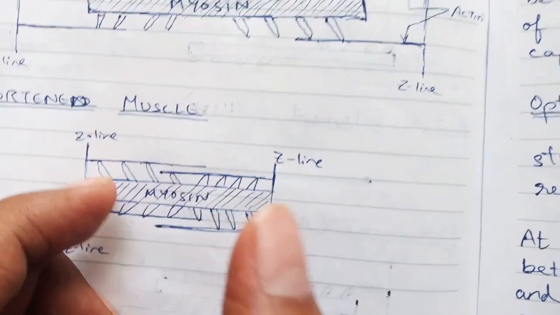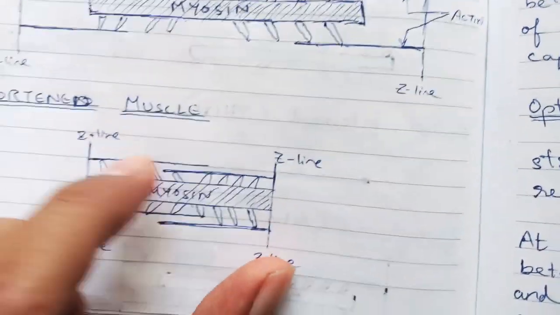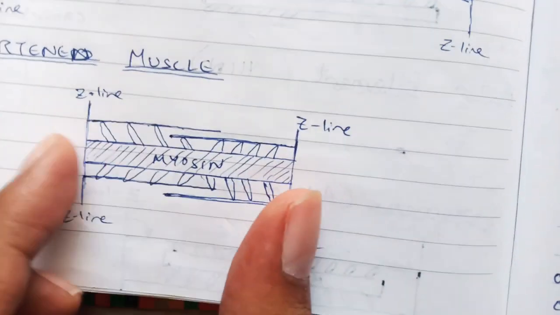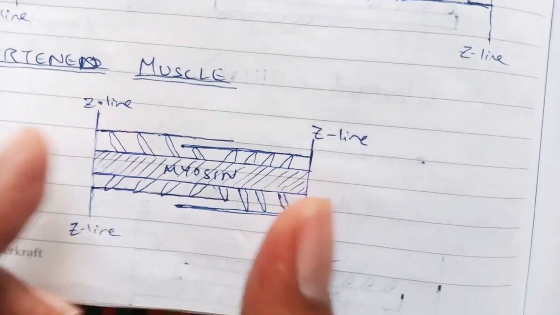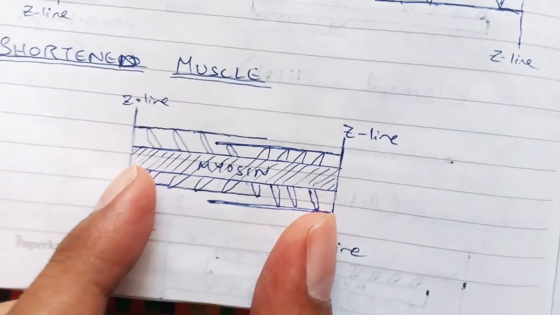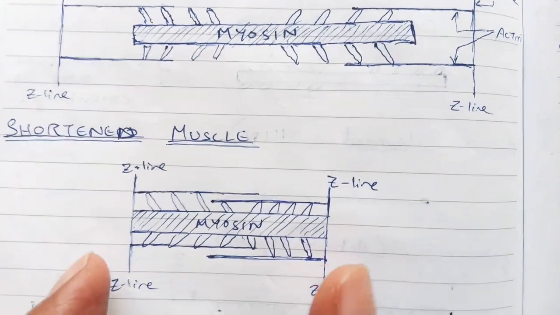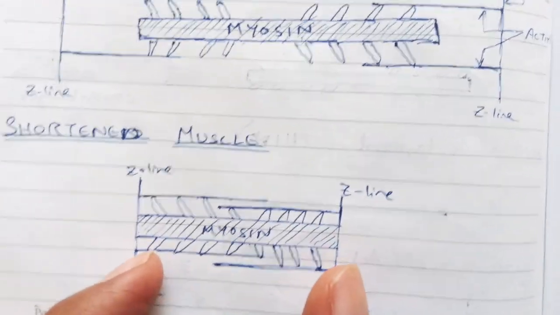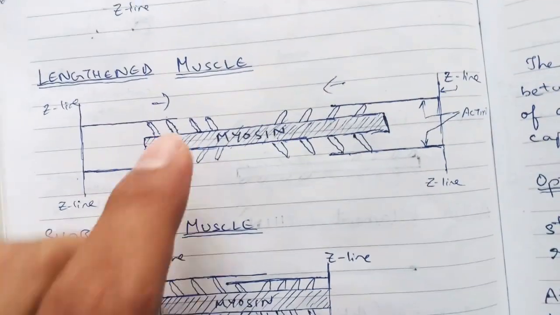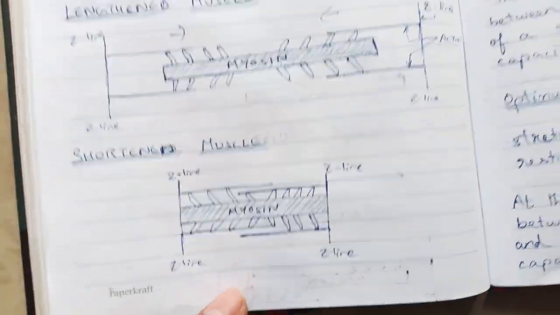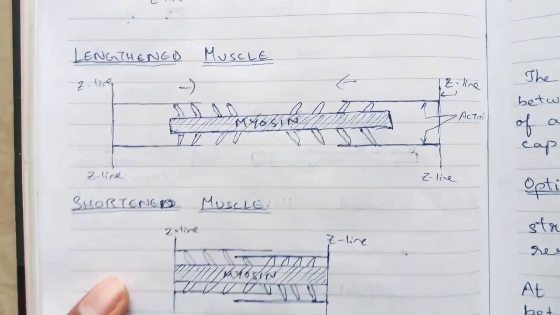So even if they try to contract, even if they try to pull this in the opposite direction, there isn't much space here. There isn't much space to contract because it's already in a very contracted state. So the force production of a shortened muscle is also going to be very less because there is no space to move at all over here. So this is what a shortened muscle looks like.